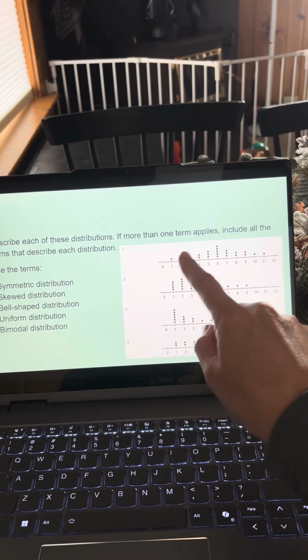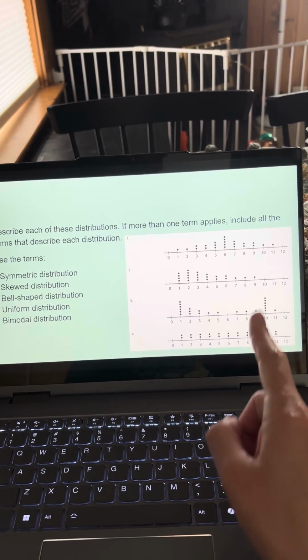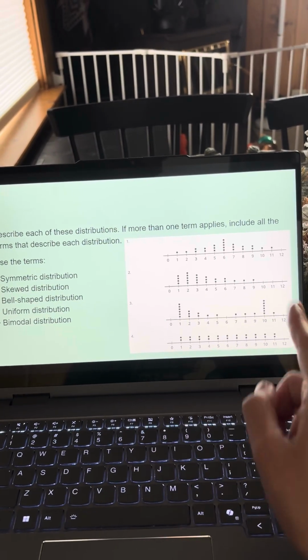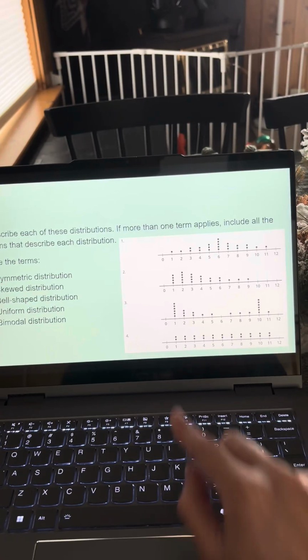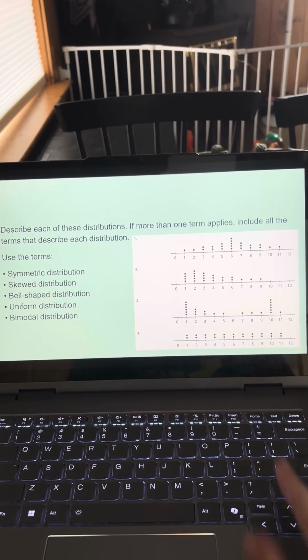This one would give us a symmetric. It's like cut down the middle, the exact same on both sides. This one would be skewed to the left because most of the data points are over here. And then this bottom one would be uniform. And again, this one is that bimodal.